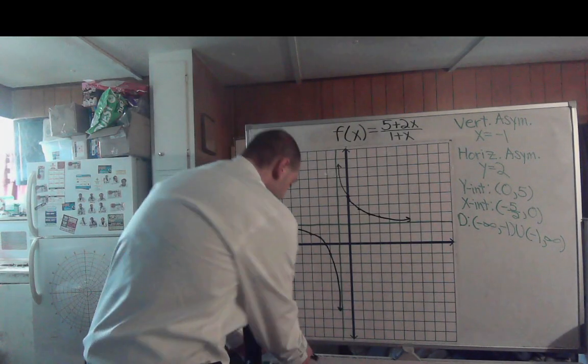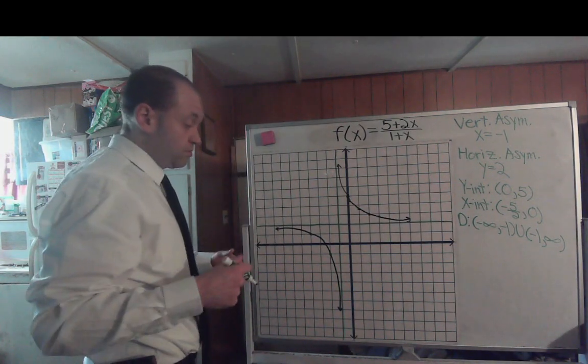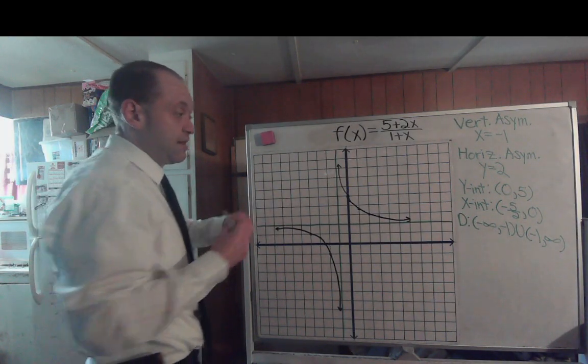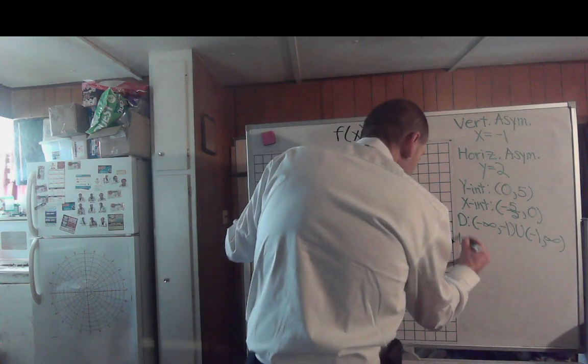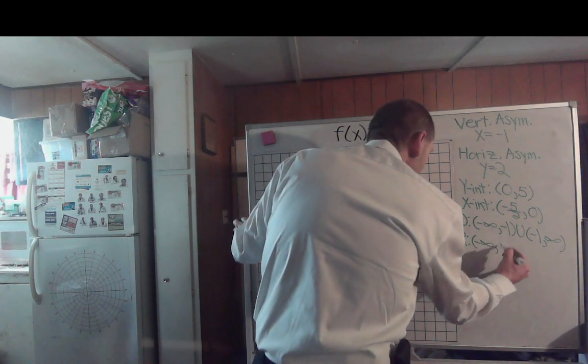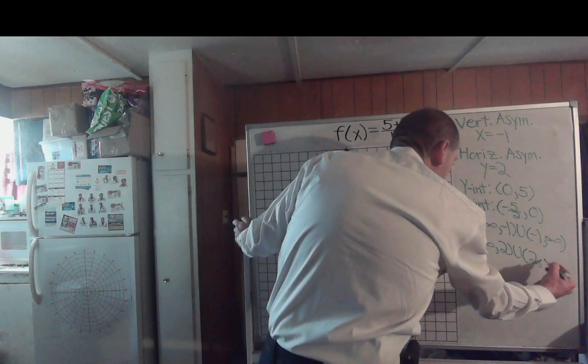So this should tell you something about your range. Your range can be anything except you don't actually hit a y value of 2. So your range is going to be from negative infinity to 2 non-inclusive in union with 2 non-inclusive to infinity. That's your range.